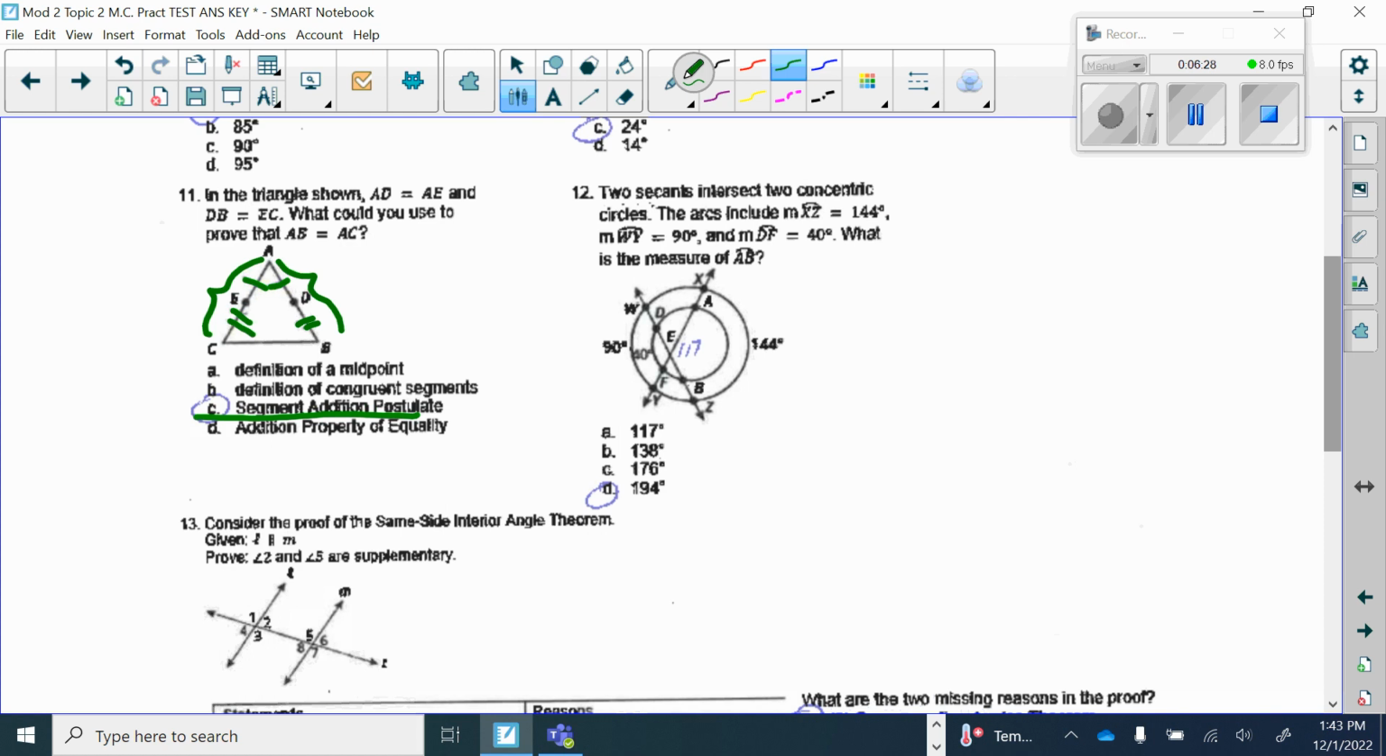All right, 12. Two secants intersect two concentric circles. Concentric circles means they have the same center, so their centers are the same for both circles. The arcs include the measure of arc XZ, 144 degrees right there. The measure of arc WY, 90 degrees right there. The measure of arc DF, 40 degrees right there. What's the measure of arc AB?